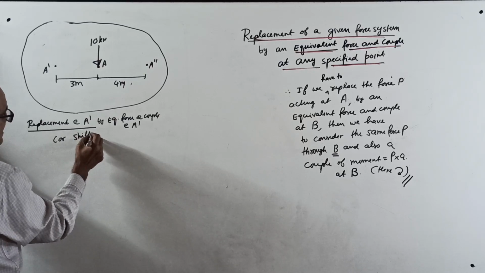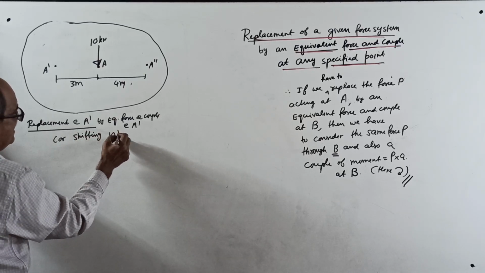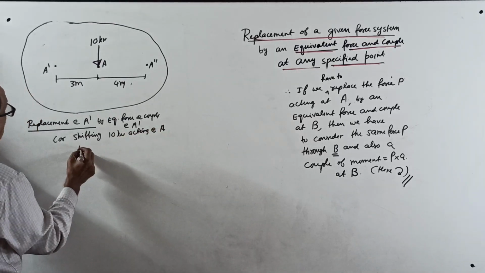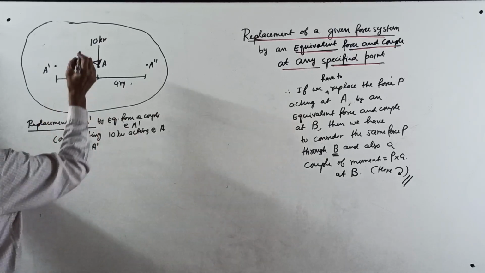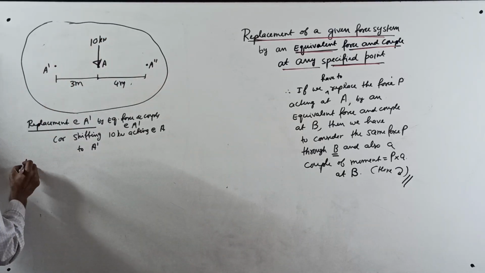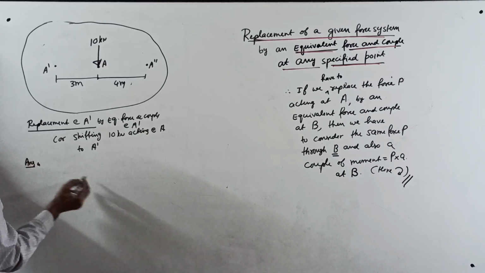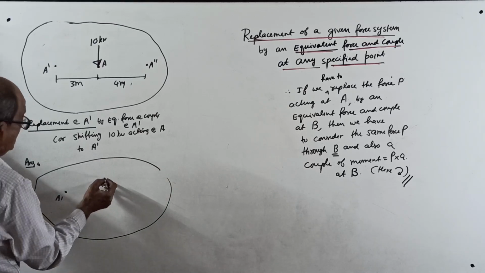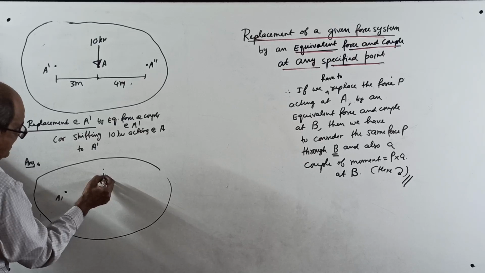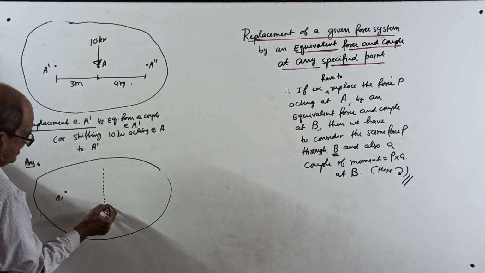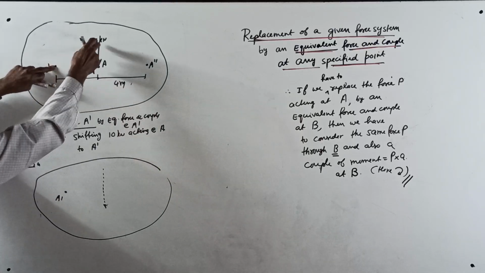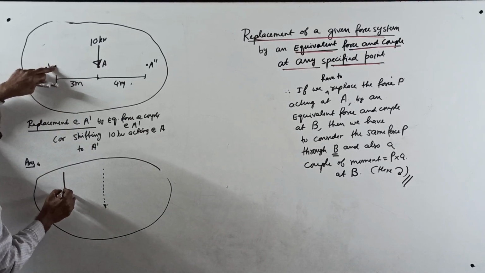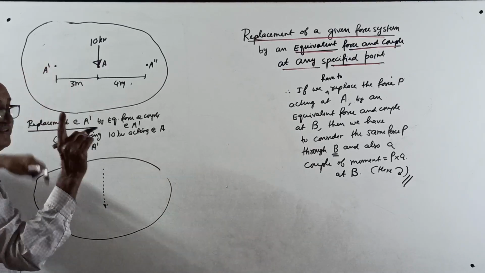Or you can say shifting the 10 kN acting at A to A dash. The answer is: this is the point A dash. Originally, 10 kN is acting here, on the original line of action, now it is going this way. What you do: stand at A dash, and shift the force right here as it is.